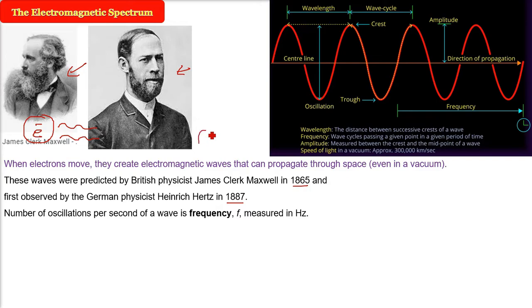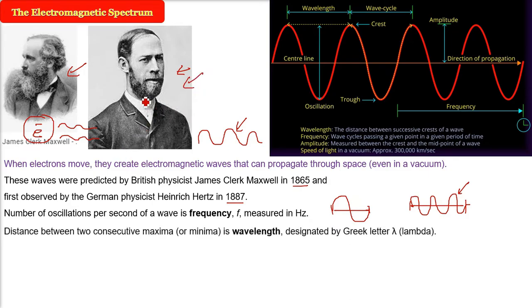So whenever we talk about electromagnetic wave, oscillation, wave, harmonic, there are certain physical concepts or terminology. The number of oscillations per second, if I take 1 second, this is the wave, there is another wave. So the number of oscillations per second of a wave is frequency. This frequency is measured in hertz, because of the great name Heinrich Hertz.